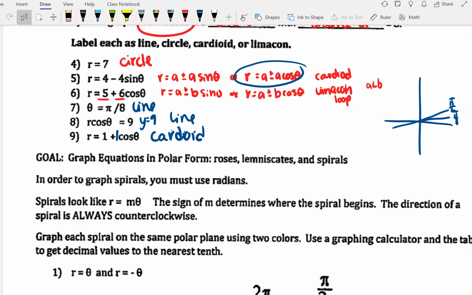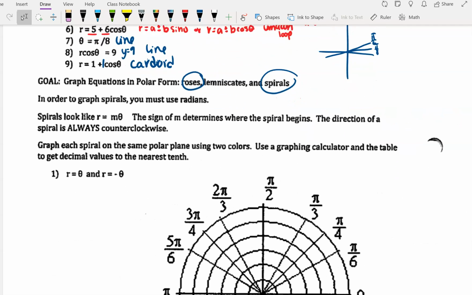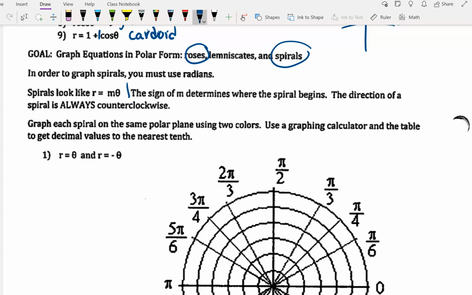So the goal for today is to graph equations in polar form. We're going to focus mostly on roses today. Oh, and I forgot the very first one we do is a spiral. In order to graph spirals, you must use radians. We're going to be in radians most of the time. Spirals are going to be written in this form. So if you see anything that's r equals number theta, that is going to be a spiral. The sign of m determines where the spiral begins. The direction of the spiral is always counterclockwise.